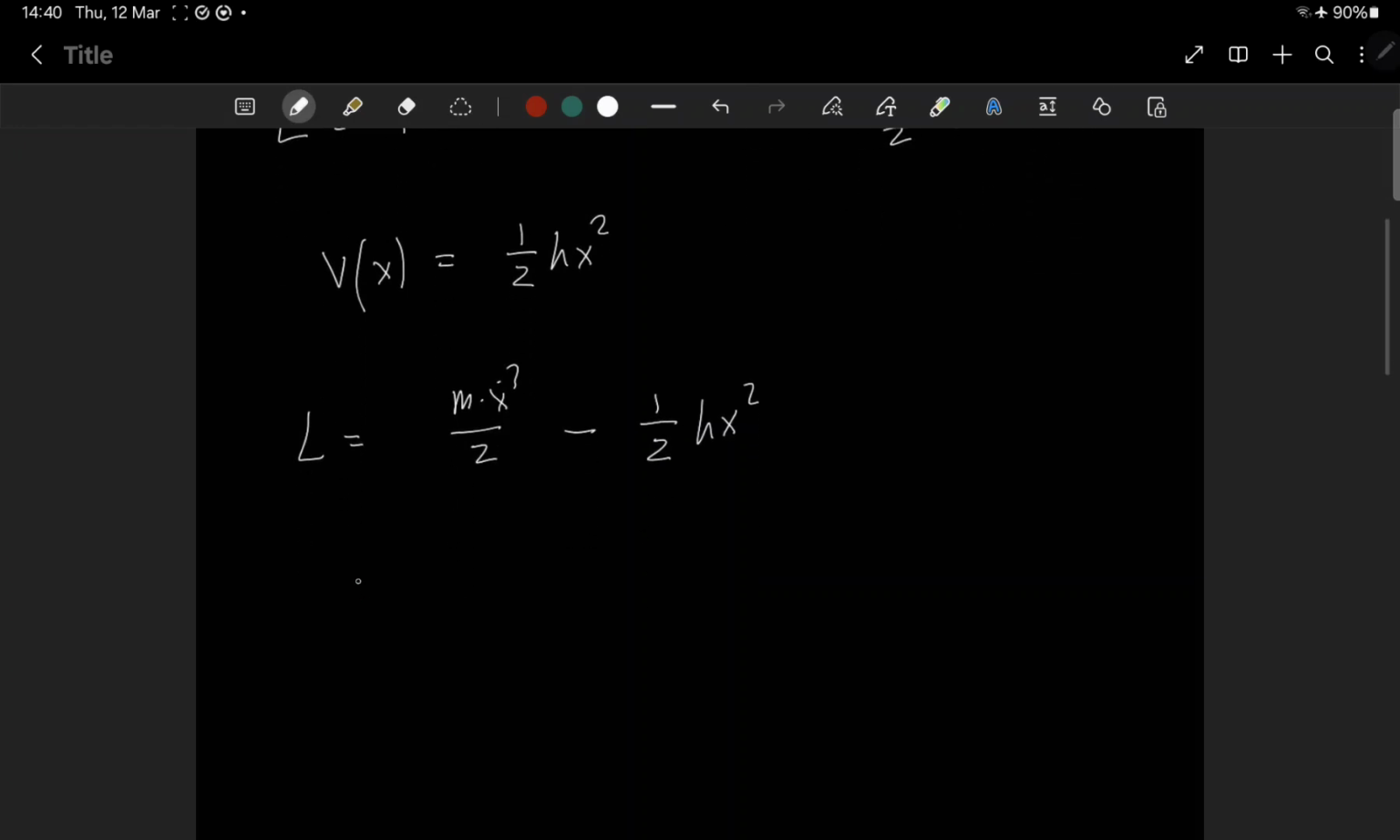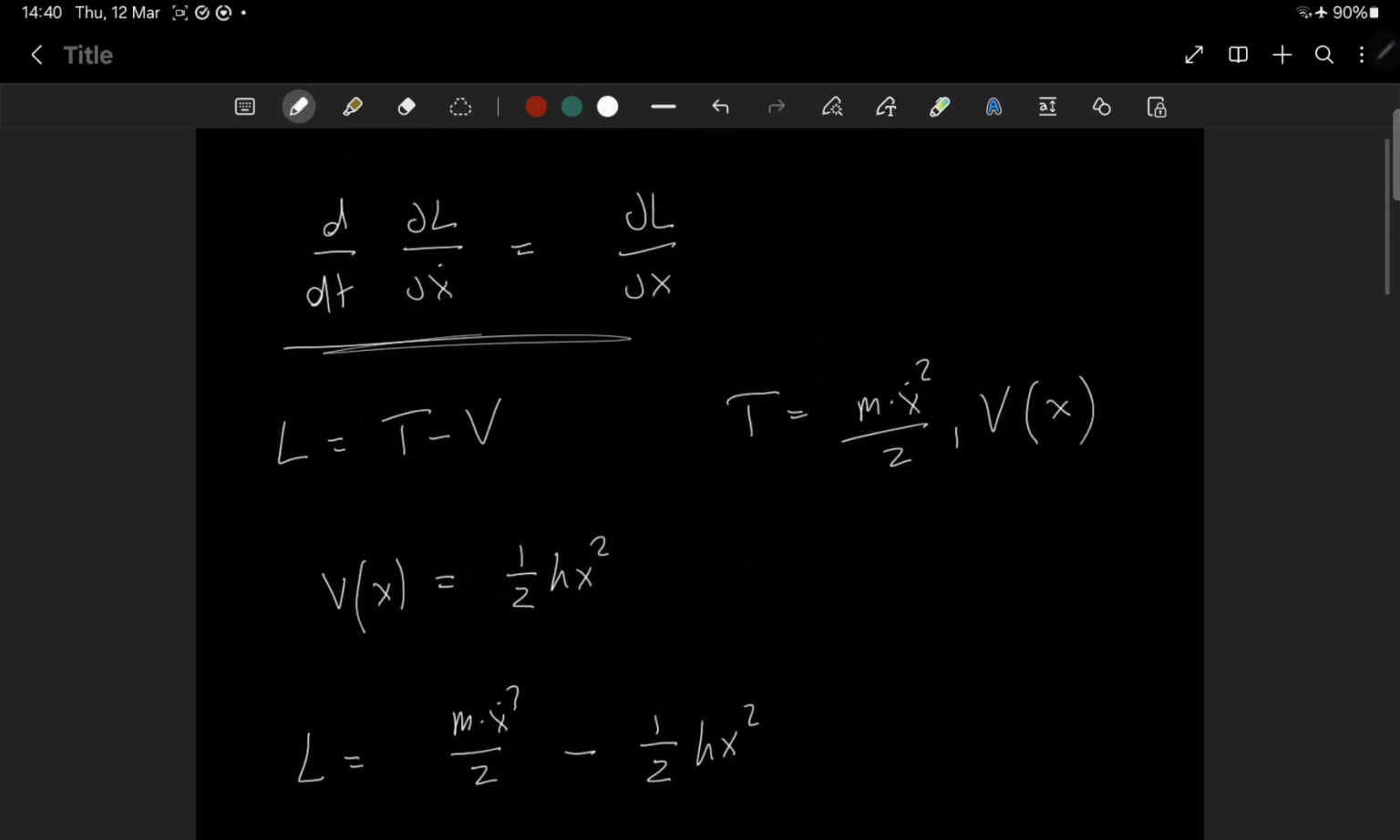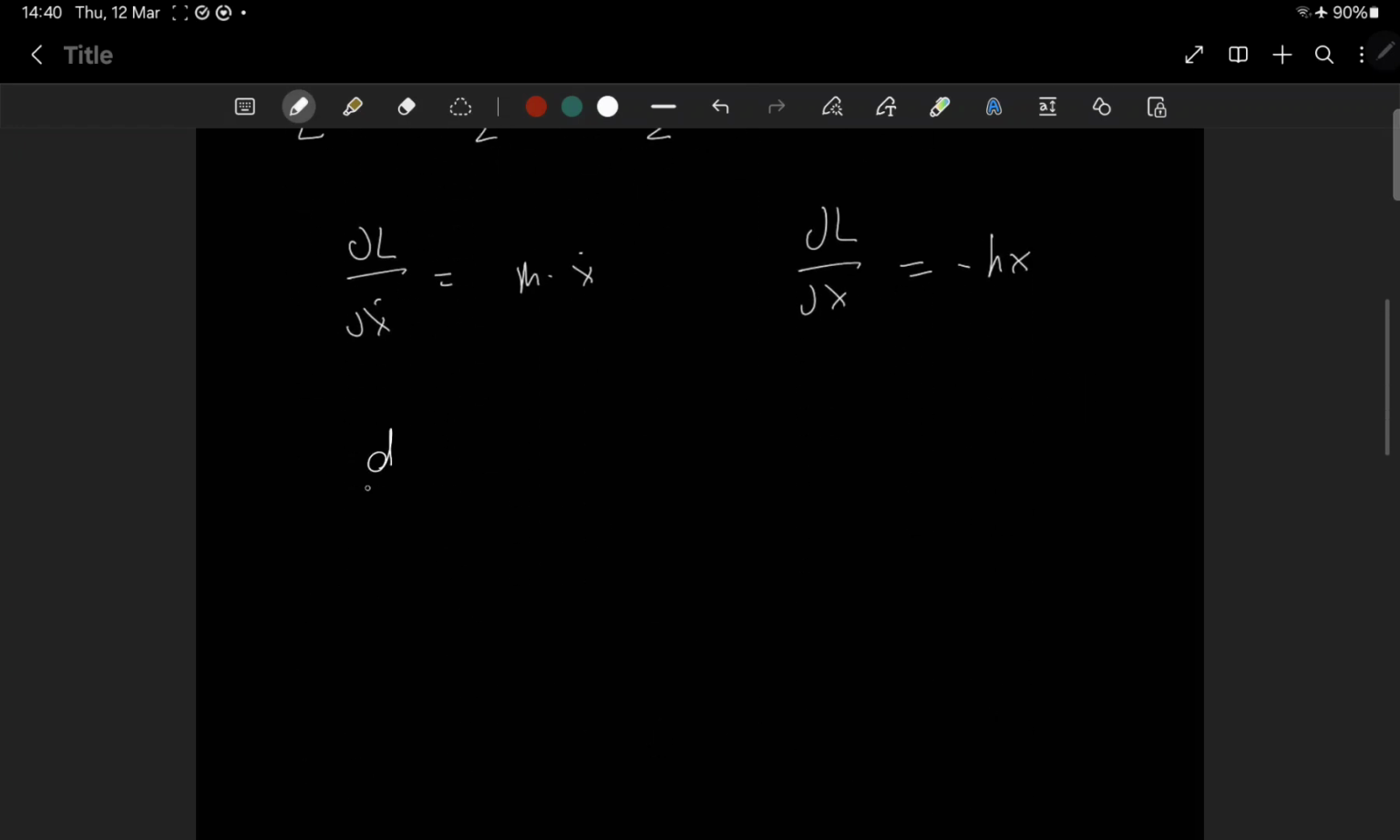If we take the derivative of the Lagrangian with respect to ẋ, we get m times ẋ, and if you take the derivative of the Lagrangian with respect to x, we get minus kx. So if we now plug this into the Euler-Lagrange equations, we get d/dt of m times ẋ equals minus kx.